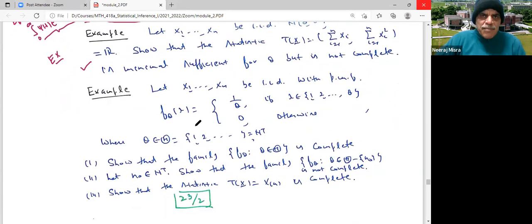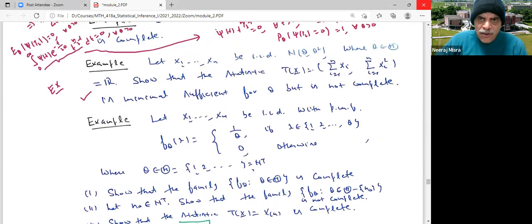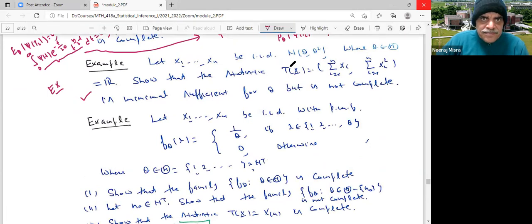Then you can do this example also, x1, x2, xn be IID. So let me do this one, normal theta, theta square. Let me use the whiteboard.